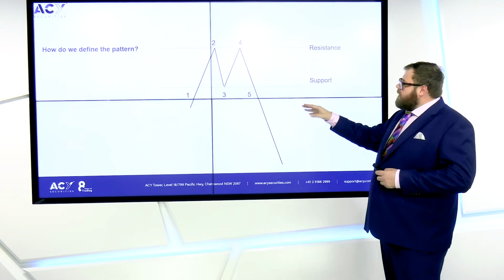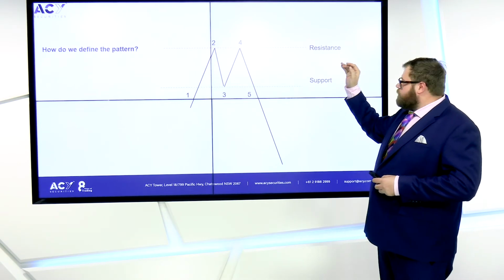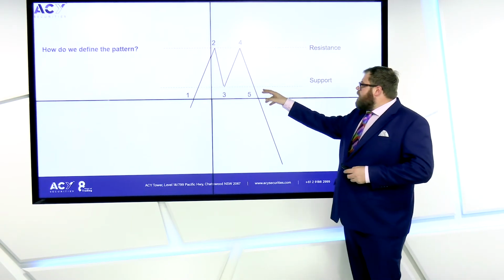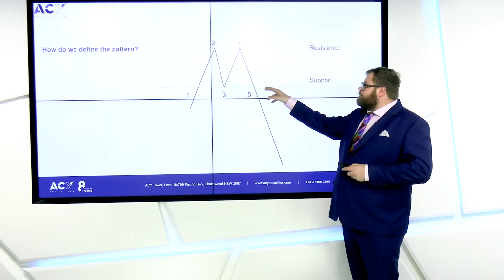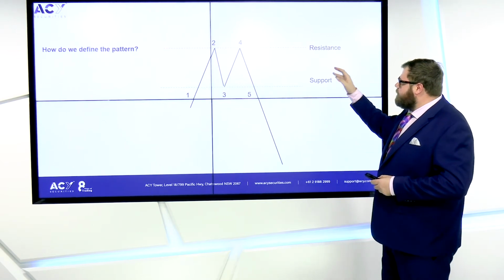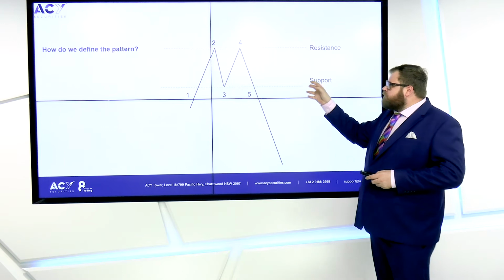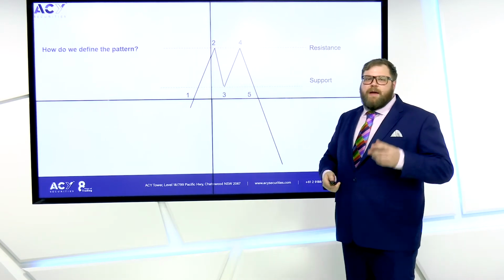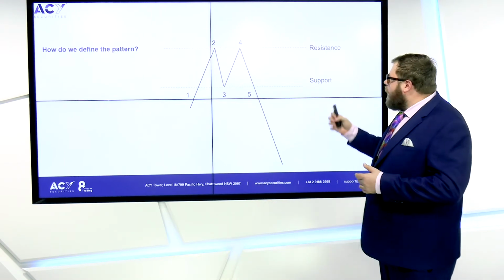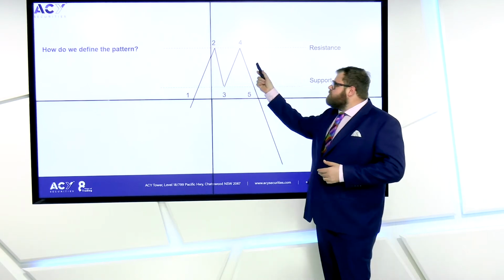But what happens is you get point 1 move to point 2 move to point 3, and you get a bounce off the support line. Then what we're looking for is at point 4, a test of our original swing high. Now at point 4, it's rather important how high this peak actually moves.